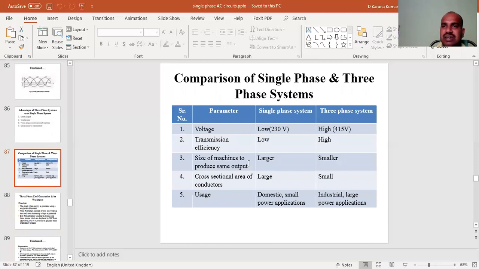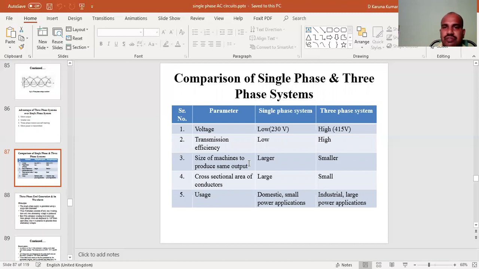Comparing the three-phase and single-phase systems. In the single-phase system, the voltage is only 230 volts. The standard three-phase system voltage is 415 volts. The transmission efficiency of the single-phase system is low, and that of the three-phase system is high. The size of a machine producing the same output is larger in single phase, but smaller in three phase. The cross-sectional area of the conductor is large in the single-phase system, but much smaller in the three-phase system.